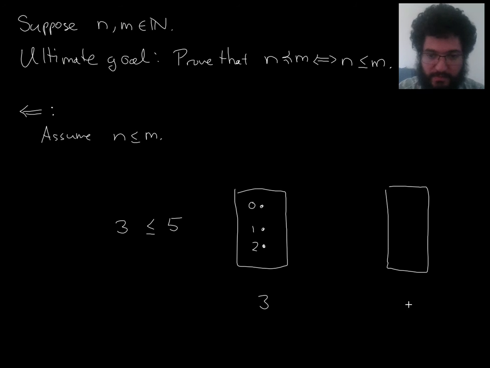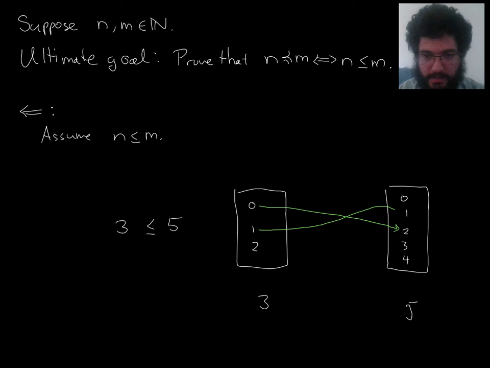And then 5 consists of, how about I not put the dots? I'll just put the label. 5 consists of 0, 1, 2, 3, and 4. Can you construct an injection from 3 to 5? Now I could do sort of random stuff. I could do this, this, this, and that would certainly be an injection. Not everything I do is an injection. Like if I did this, that would not be injective, right? Because two things are going to one place. But you could easily find a random injection like this one, right?